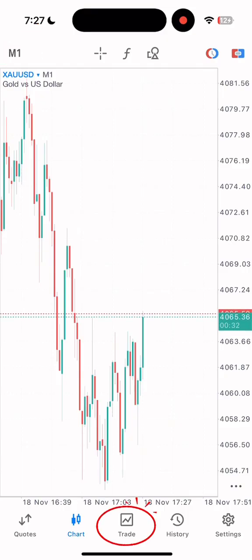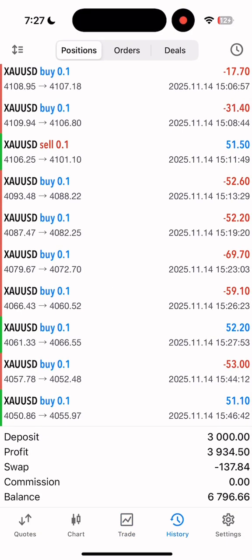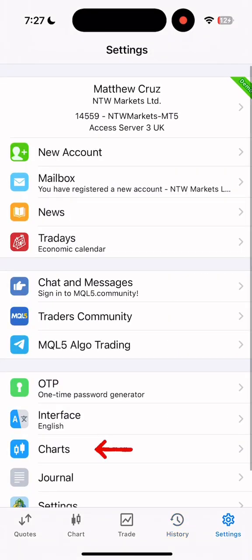When you hit trade in the middle, you can look at your active trades, and when you click on history, you can see the history of your previous trades. Lastly, in the bottom right corner, we have settings. Here you can customize your charts. You can switch back and forth from a demo account to a live account. There's a lot of different options on settings.